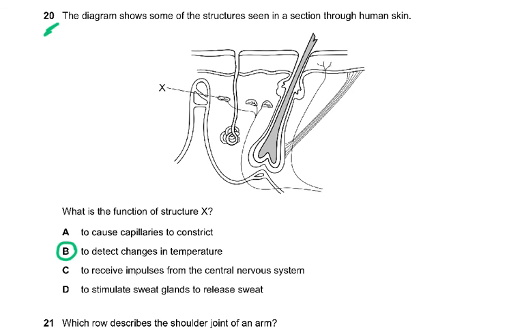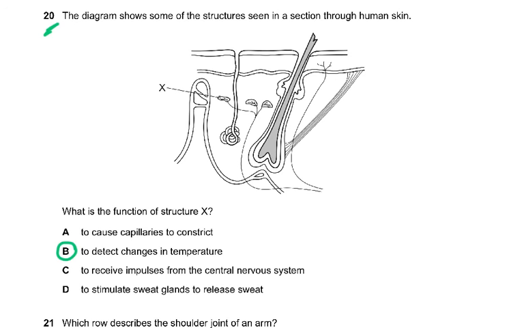Question 20, the diagram shows some of the structures seen in a section through the human skin. What is the function of structure X? And what are the X? X are receptors to detect changes in temperature. You enter this room, it is very hot, and you say, oh my God, this room is very hot. Well, how did you come to know? You didn't see it through your eyes or your ears or your nose. There are receptors in your skin which can detect this.